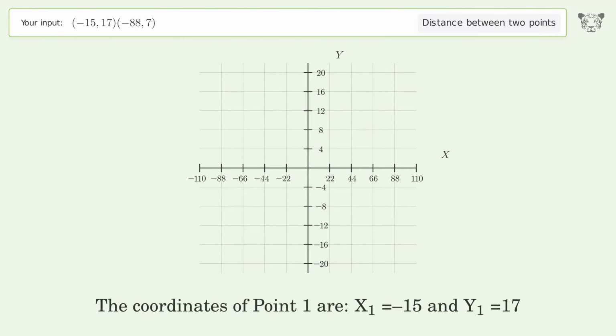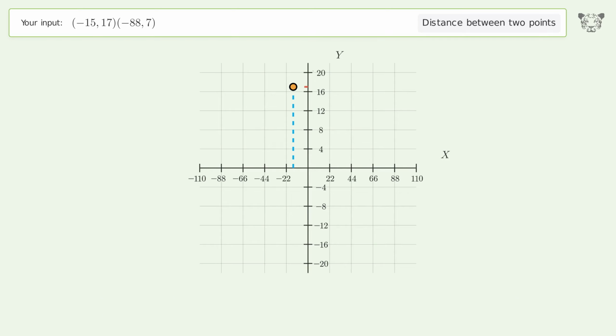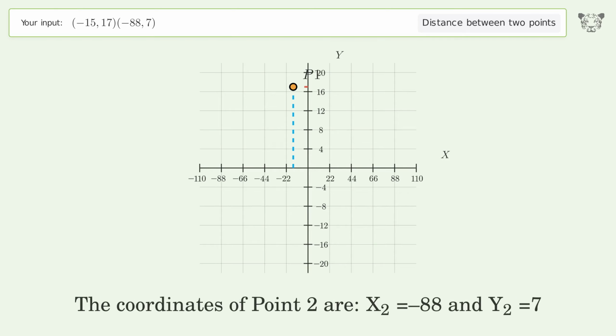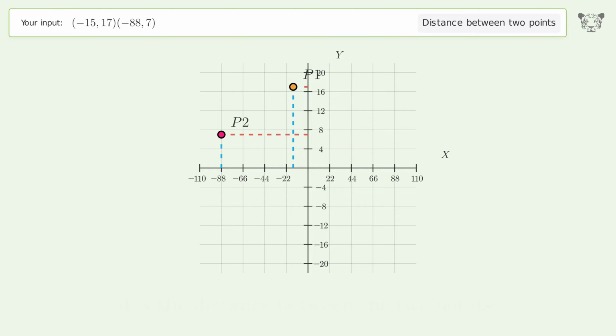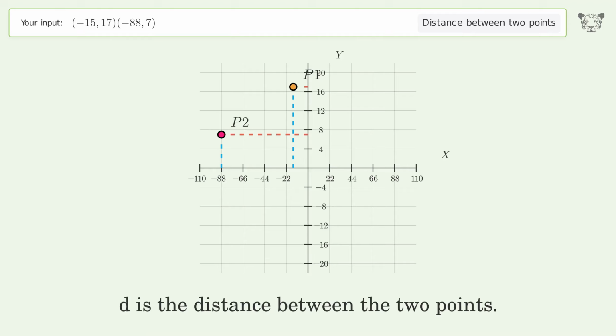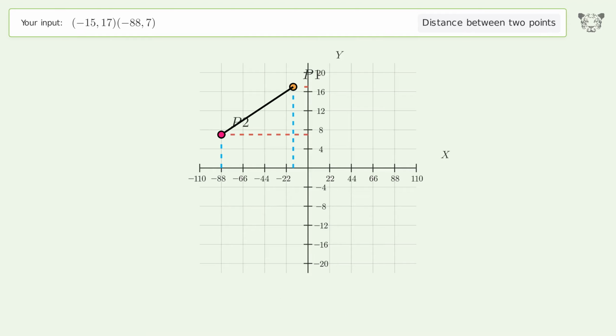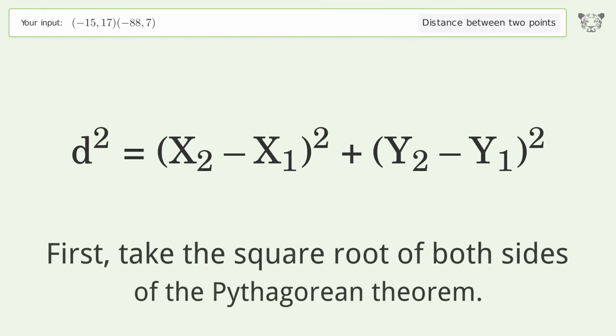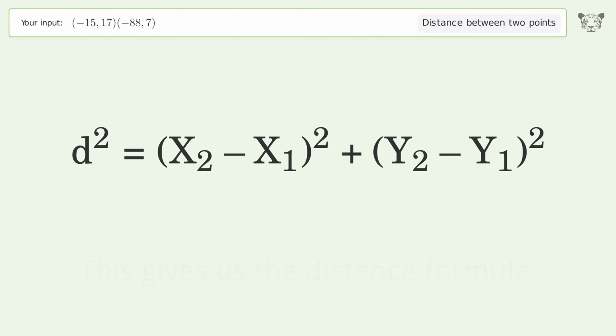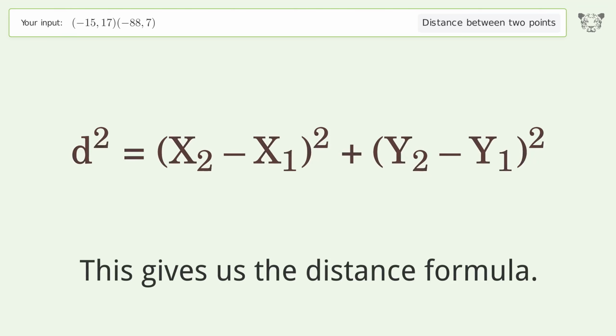The coordinates of point 1 are x1 equals -15 and y1 equals 17. The coordinates of point 2 are x2 equals -88 and y2 equals 7. D is the distance between the 2 points. First, take the square root of both sides of the Pythagorean theorem. This gives us the distance formula.